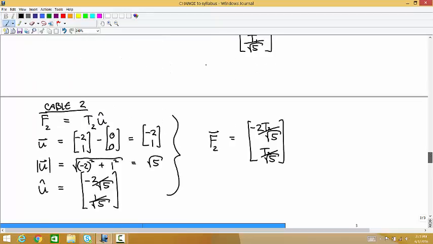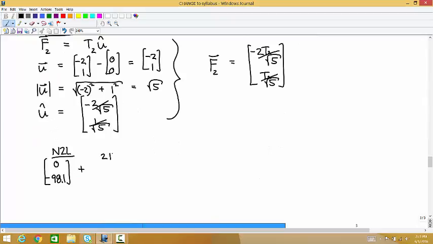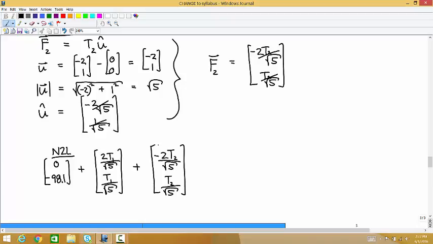And then the other two forces are F1. So that's 2t1 over root 5, t1 over root 5, and then F2 is negative 2t2 over root 5, t2 over root 5. And since this object's just hanging there, there's no acceleration, and so these are equal to 0, 0.